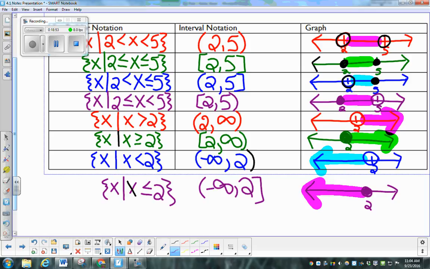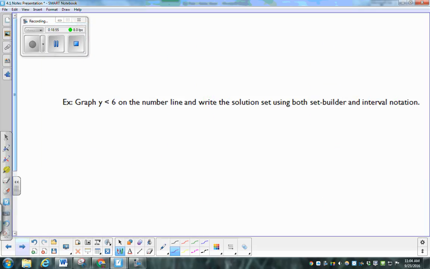All right, so let's try an example with this one. Here's an example. Graph y is less than 6 on the number line, and write the solution set using both set builder and interval notation. All right, so let's get our graph ready for this.